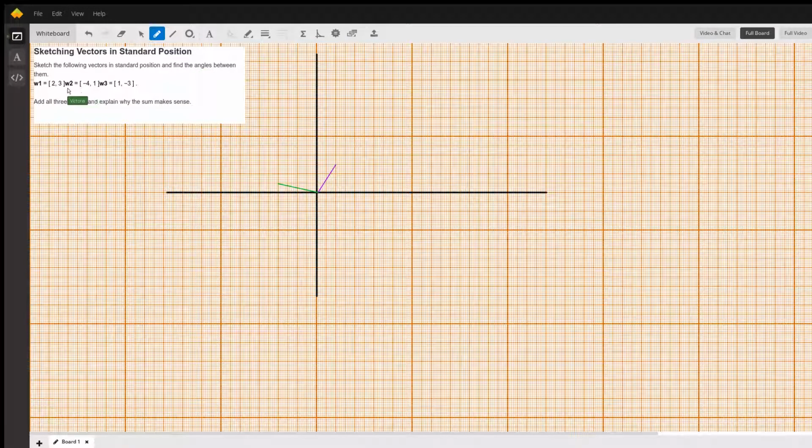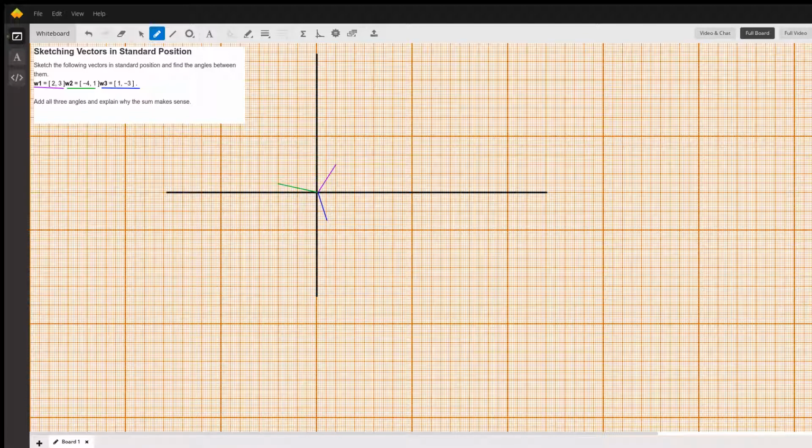So W2 is green. W1 is purple. And we'll make W3 blue. And it goes over 1 and down 3. 1, 2, 3. So over 1, and down 1, 2, 3 here. So those are our vectors.